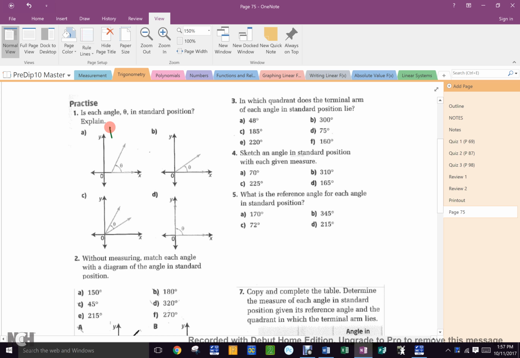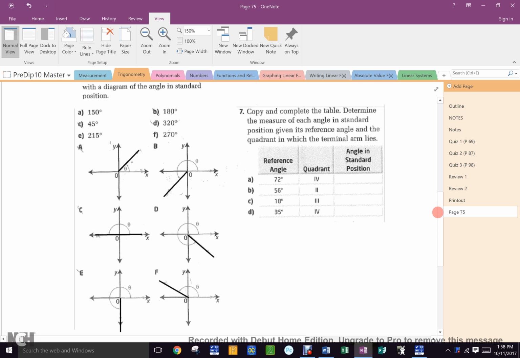No, 1A is not in standard position. Why? Lauren. Yes, the vertex is not at 0, 0. B, yes or no? Leighton says yes, and he is correct. C, yes or no? No, why? The initial arm is not on the x-axis. And D? Yes, sure, you betcha.